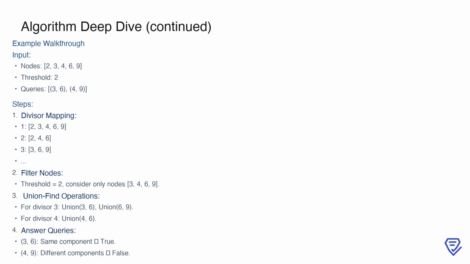Finally, we answer the queries. For 3, 6, we find that both nodes belong to the same component, so the result is true. For 4, 9, they belong to different components, so the result is false. This example highlights how the algorithm efficiently groups nodes and processes queries.